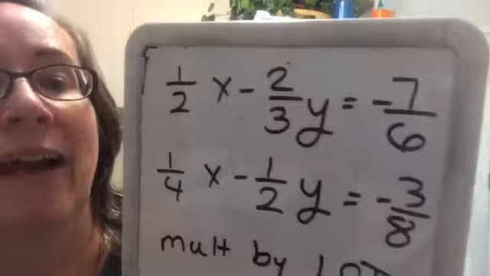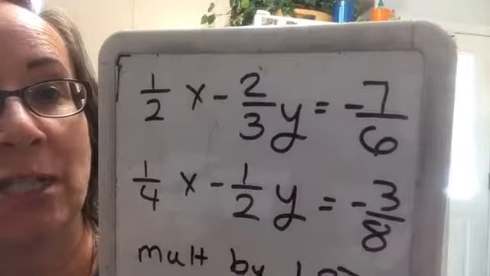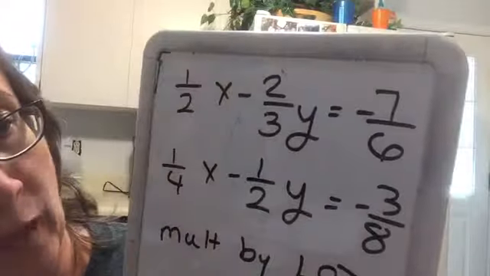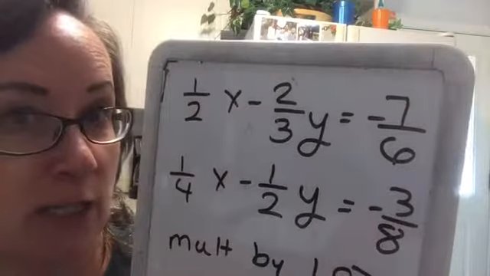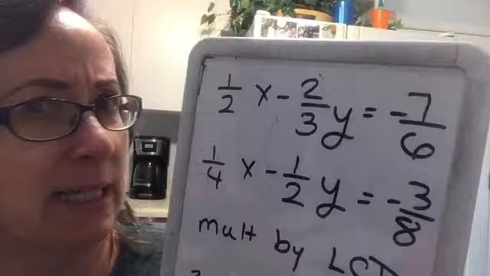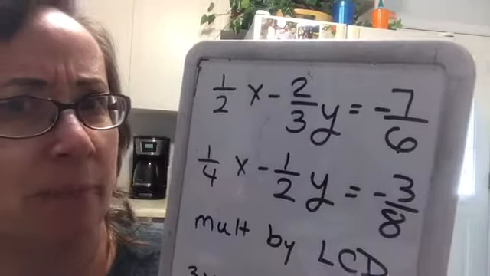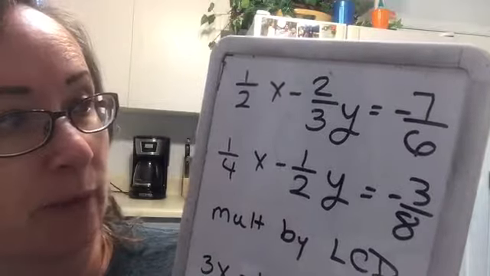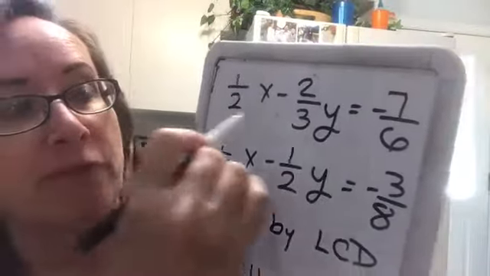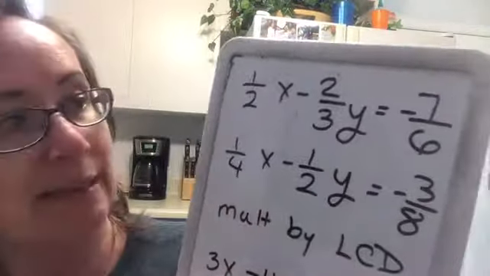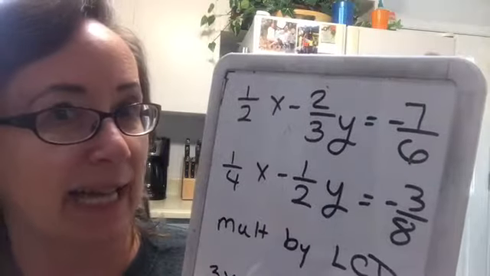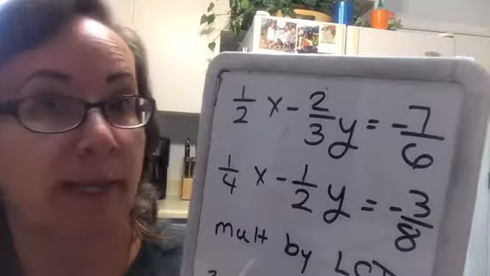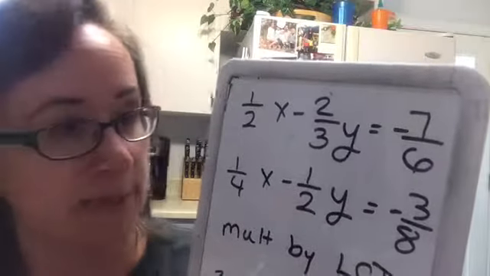All right, now you will have problems just like this. Fractions. All right, when we have equations with fractions, one of the quickest ways to get rid of these bad boys is to multiply by a least common denominator. Okay, so if you look at the first equation here, my least common denominator is 6. It is the smallest number that both 2, 3, and 6 will go into, is 6.